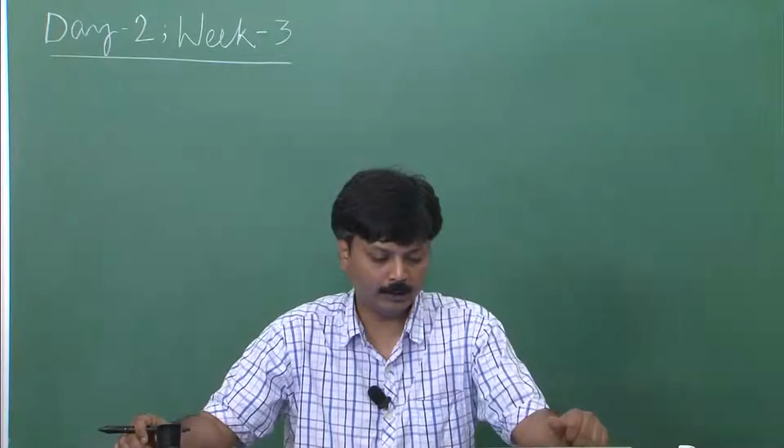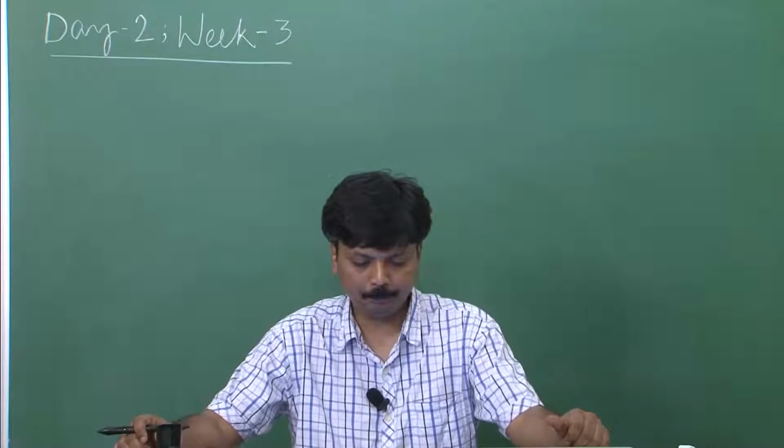Hello everyone, welcome back. Today is the second day of the third week of this lecture series. We were finding the similarity between a group multiplication table formed from an abstract group and a group multiplication table formed for ammonia in particular, which belongs to the C3v point group.